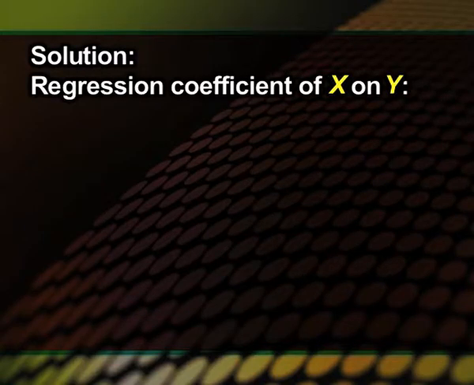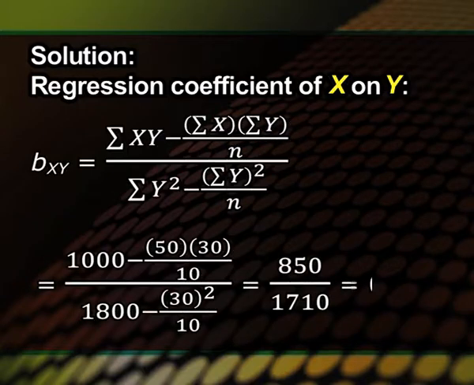For the solution, we have the regression coefficient of x on y. That is the first thing we have to calculate. So we have to calculate bxy. We have the formula for bxy with us. Now, substituting these values in the formula, we'll have (1000 minus 50 times 30 divided by 10) the whole thing divided by (1800 minus 30 to the power 2 divided by 10). So that is giving us 850 divided by 1710. So we have the final value, that is 0.497.